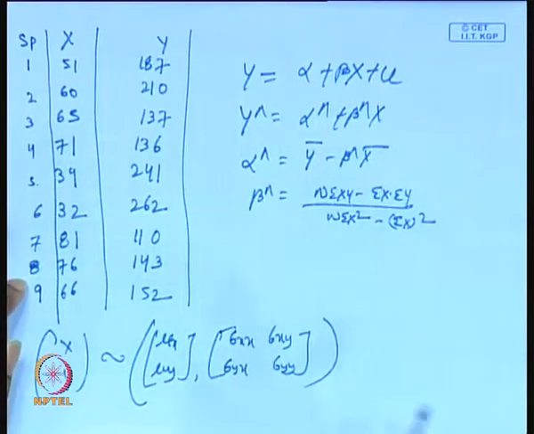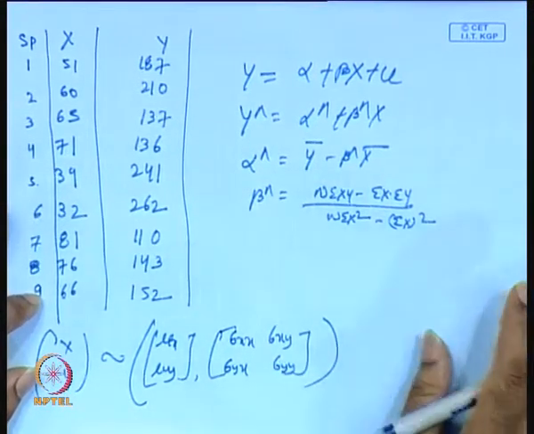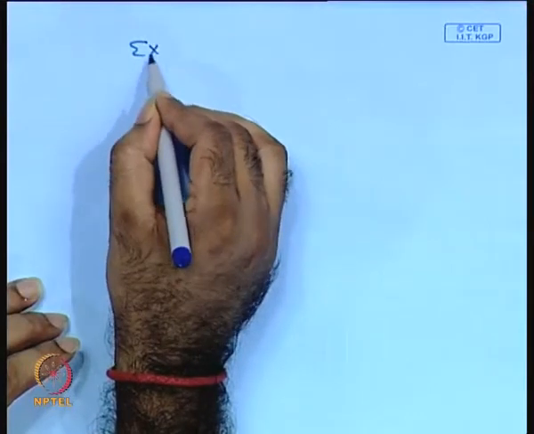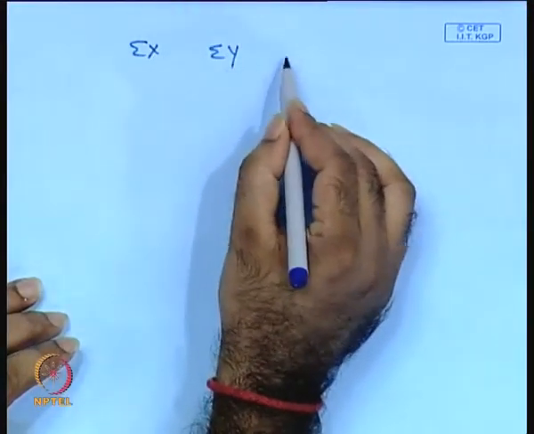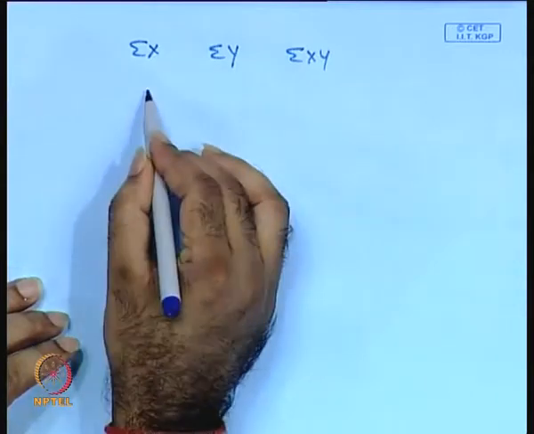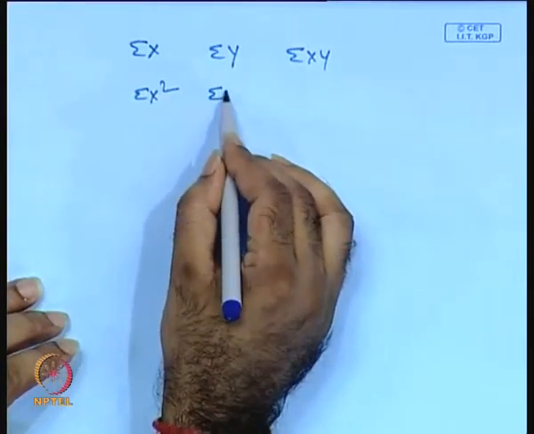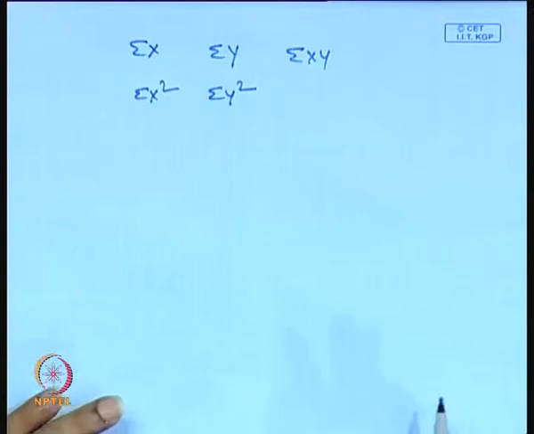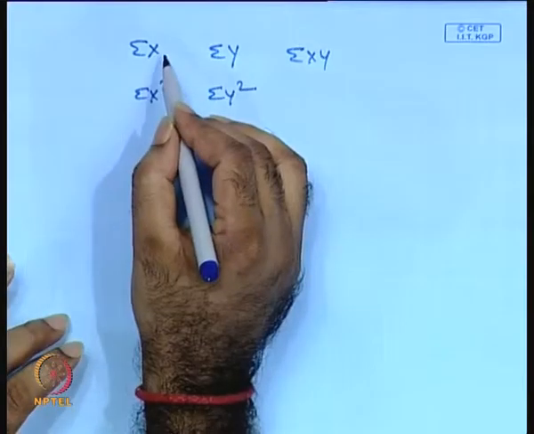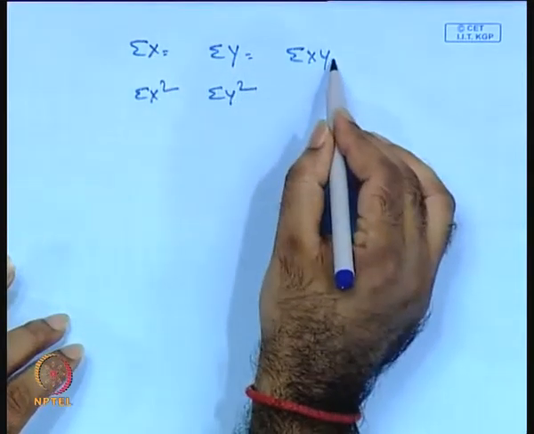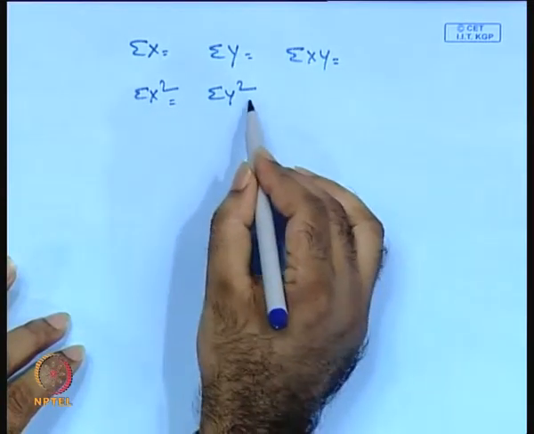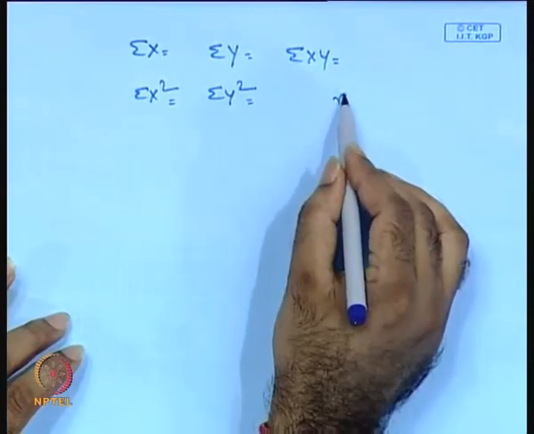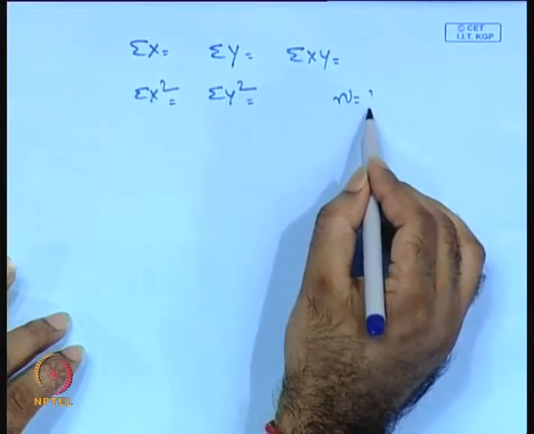Now, to solve this particular equation, what is the essential requirement? We would like to know first the summation x, then summation y, then summation x y, then summation x squares, then summation y squares. All right, these are the requirements we would like to know. So, what is summation x, summation y, summation x y, summation x square, summation y square, and finally, what is the sample size.